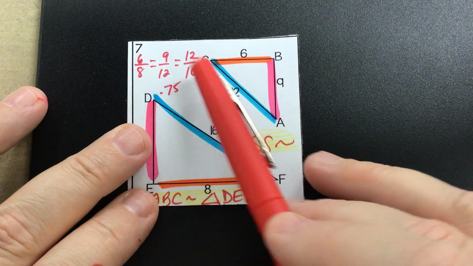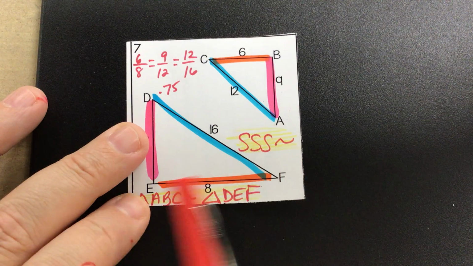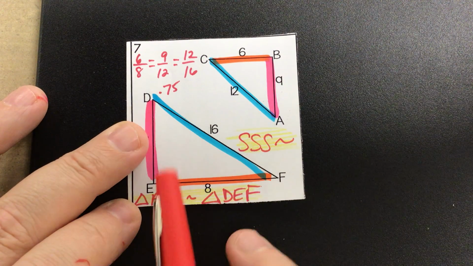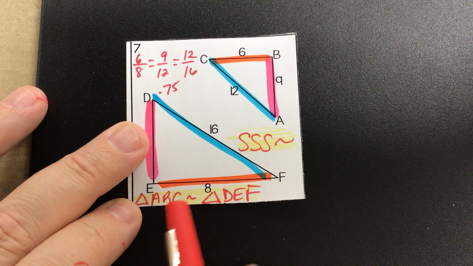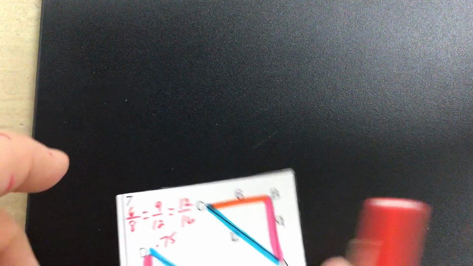So since I'm looking at 3 pairs of sides, this one is going to be side, side, side. And my similarity statement is going to be something like triangle ABC is similar to triangle DEF.